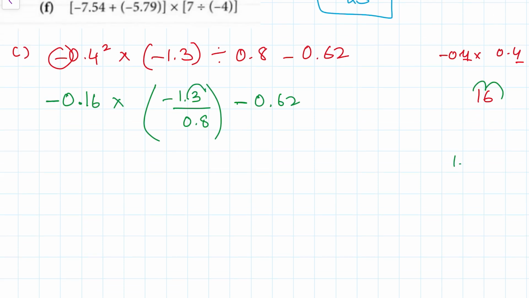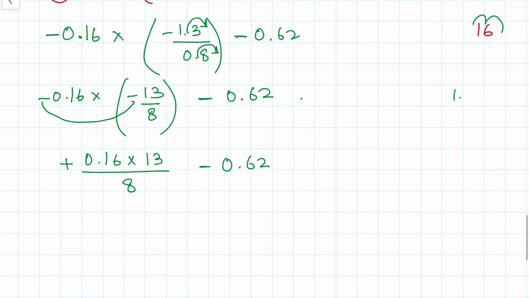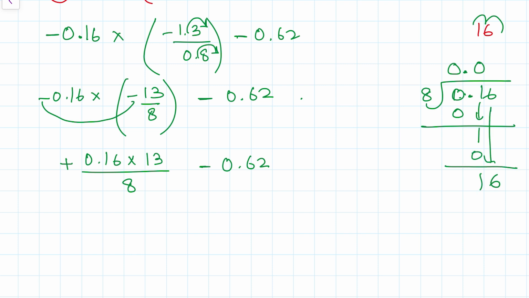1.3, move the decimal forward, multiply by minus 13 upon 8 minus 0.62. Now minus is a plus. 0.16 into 13 divided by 8 minus 0.62. Let's divide 0.16 by 8. 8 times 0 is a 0. Point goes up, 1 comes down. 0 is a 0. 1 comes down, 6 comes down. 2 is a 16. So this becomes a 0.02.